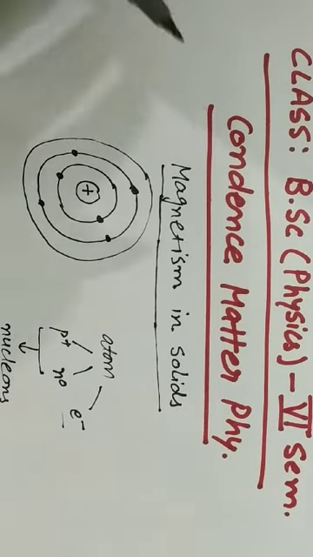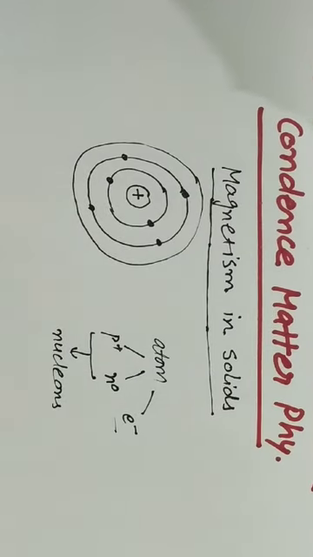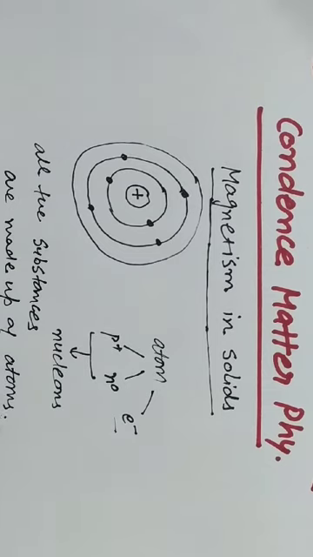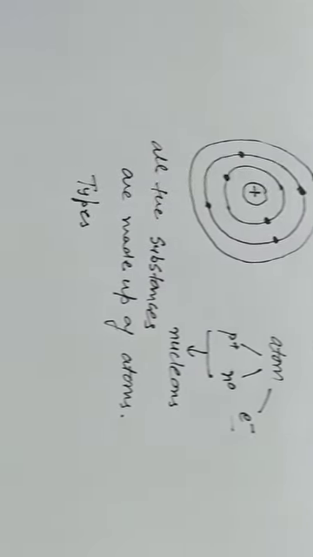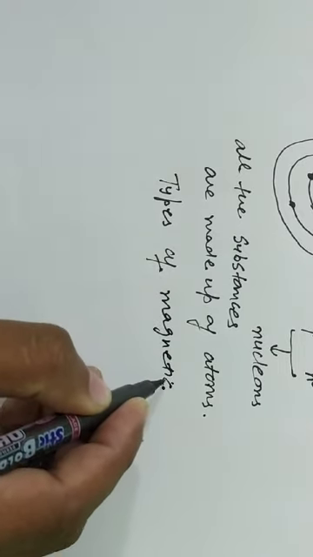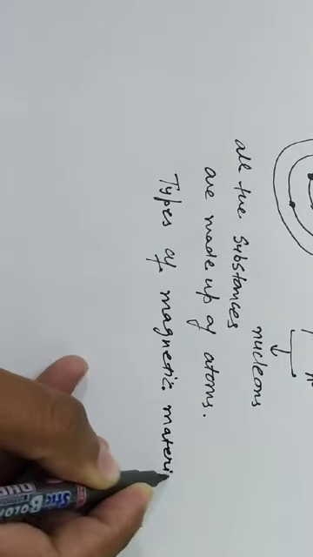Now we discuss the magnetic property of substances. We all know that substances are made up of atoms, and according to their magnetic behavior, these are of different types. So, types of magnetic materials.